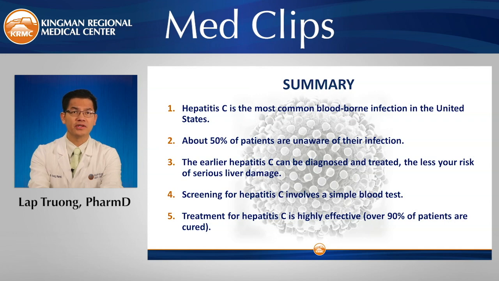Number three, the earlier the Hep C can be diagnosed and treated, the less your risk of having serious liver damage or liver cancer. Screening for hepatitis C basically just involves a simple blood test. Basically, your provider will just draw your blood and test to see if you have any kind of viral load in your blood. If so, the next step is they're going to test for the genotype of the virus and determine the length of your treatment.